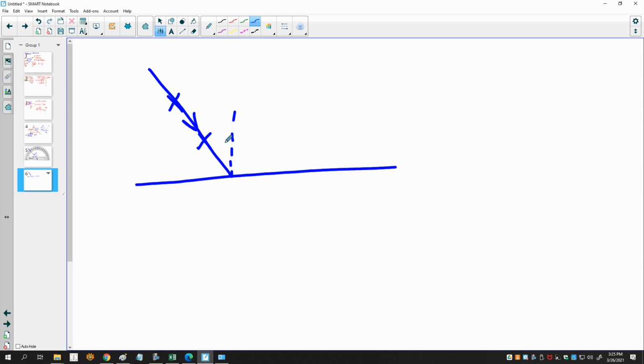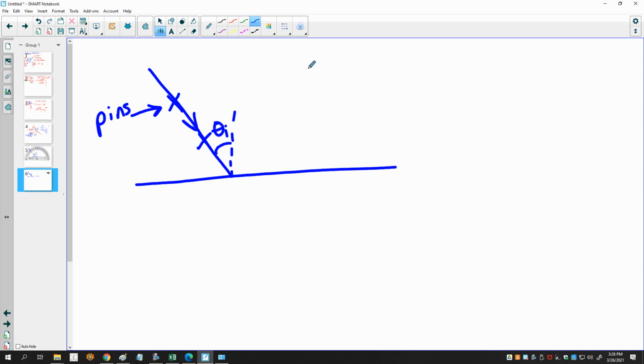So this is our incident ray, theta I. All right, these are pins. Those are pins. Anyway, you get the idea, the sharp pointy things. So you're going to put your pins right there, and they will be along the ray, the incident ray.